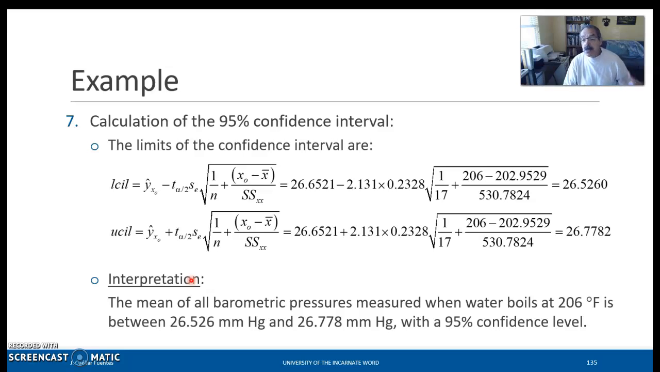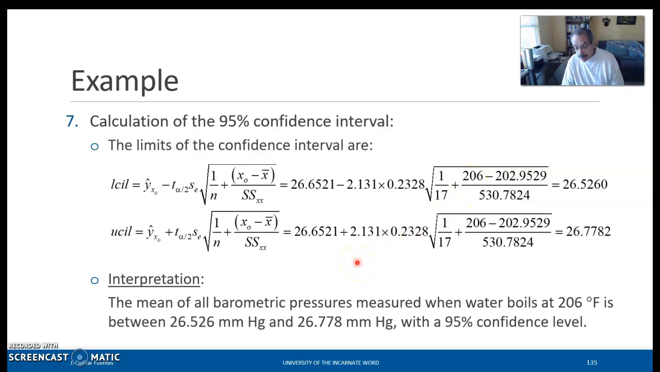Now that we have this, we interpret this confidence interval, and we say that the mean of all barometric pressures measured when the water boils at 206 degrees Fahrenheit is between 26.526 millimeters of mercury and 26.778 millimeters of mercury with a 95% confidence level. So this is the confidence interval for the mean of the barometric pressures at 206 degrees Fahrenheit.